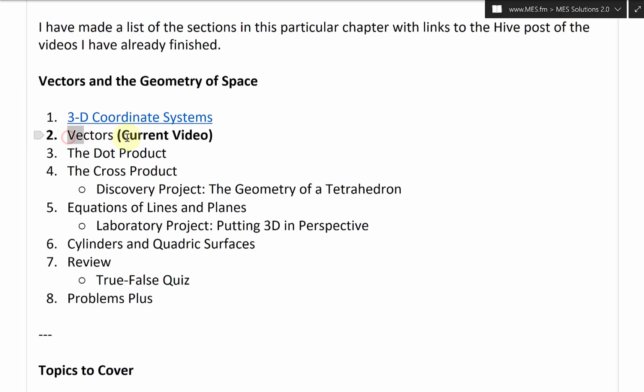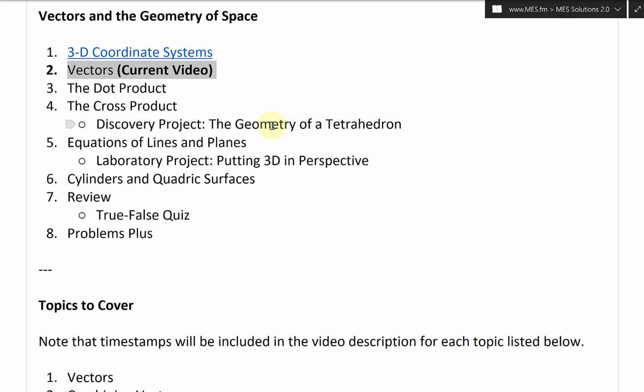And now in this video, we're going to look at vectors. That's the current video. And then next we'll have dot product, cross product, discovery project: the geometry of a tetrahedron, equations of lines and planes, laboratory project: putting 3D in perspective. And we'll look at cylinders and quadric surfaces. We'll get to that when we get to that video. And then we'll look at a review, and then we'll also do a true or false quiz. And then we'll look at problems plus.